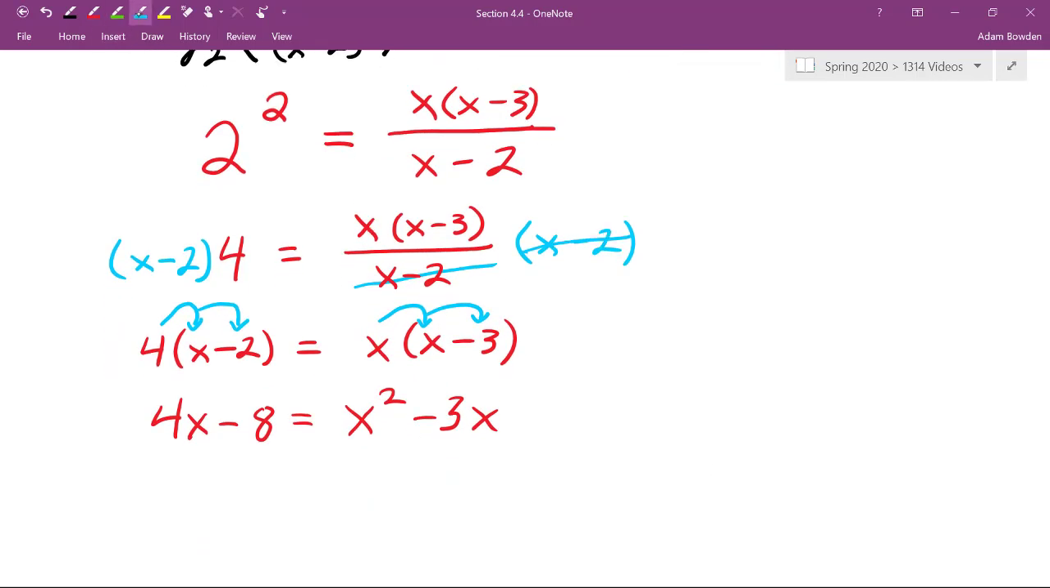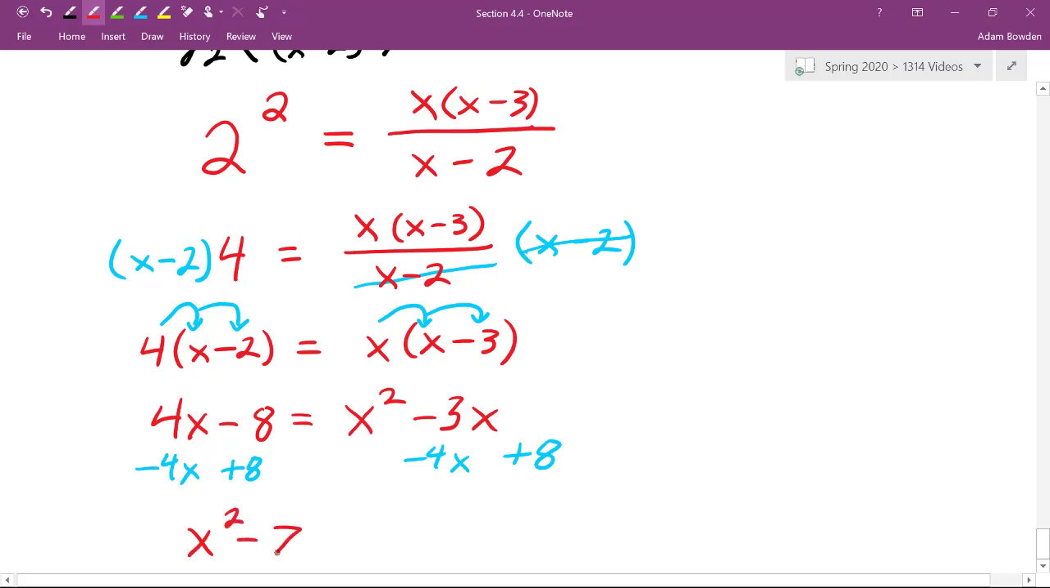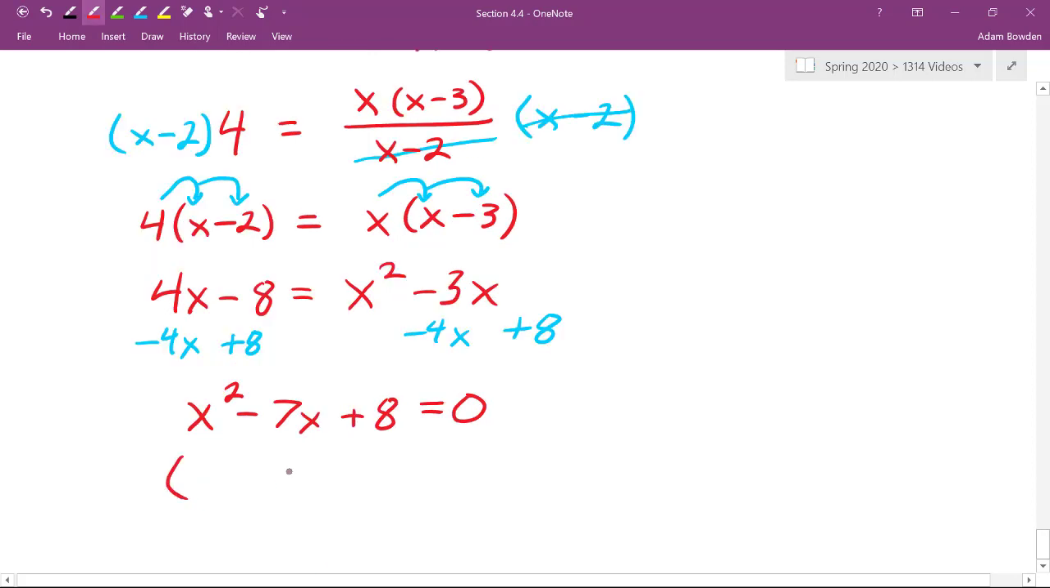So another quadratic equation. Let's go ahead and get all the stuff together on one side. So I'm going to subtract over the 4x. I'm going to add over the 8. x squared minus 7x plus 8 is equal to 0. So this is identically what we had seen in the last example. We will factor it. It factors into (x minus 8)(x plus 1).